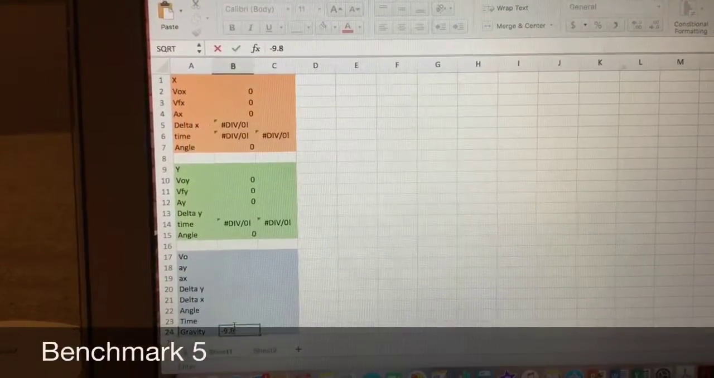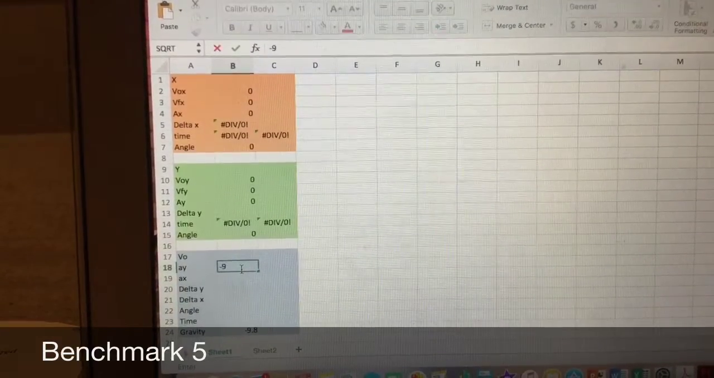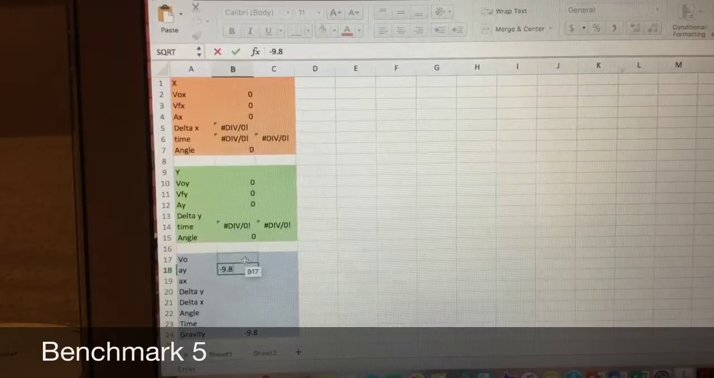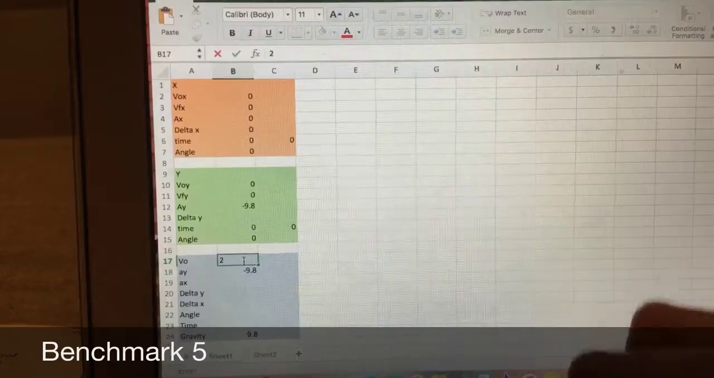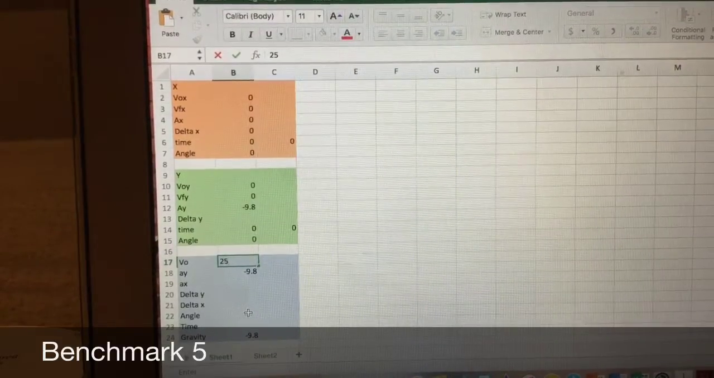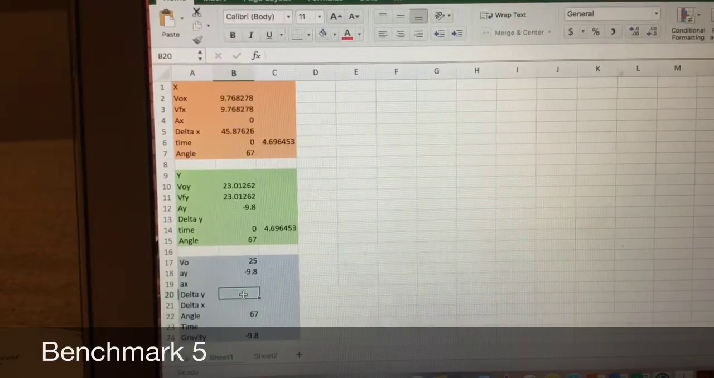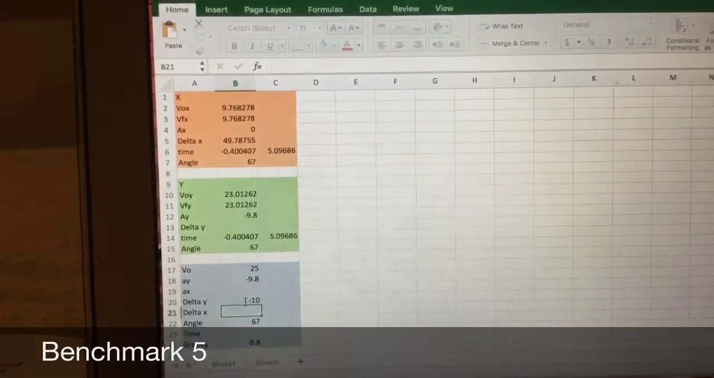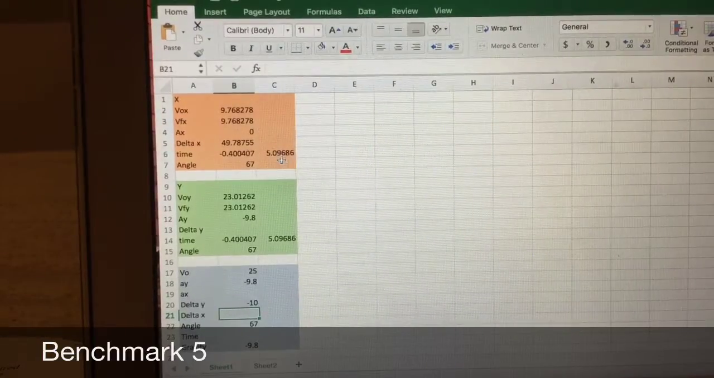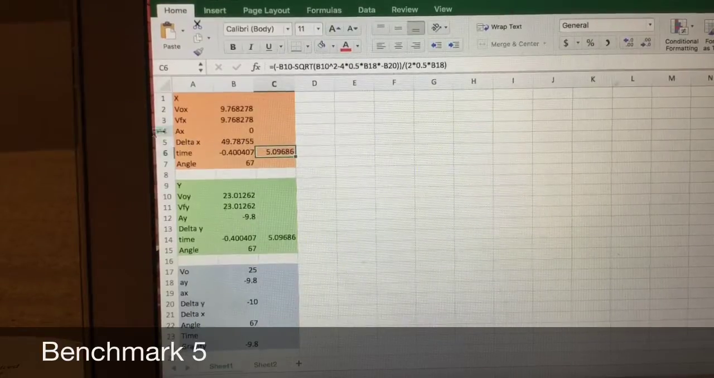In benchmark number 5, we first have to input the acceleration in y that equals the gravitational pull on Earth, that is negative 9.8, as well as gravity. Then the initial velocity is 25 meters per second. The angle is 67 degrees, and the delta y will be negative 10. And then we find out that the delta x is 49.787, and the time is 5.09, because time can never be negative.